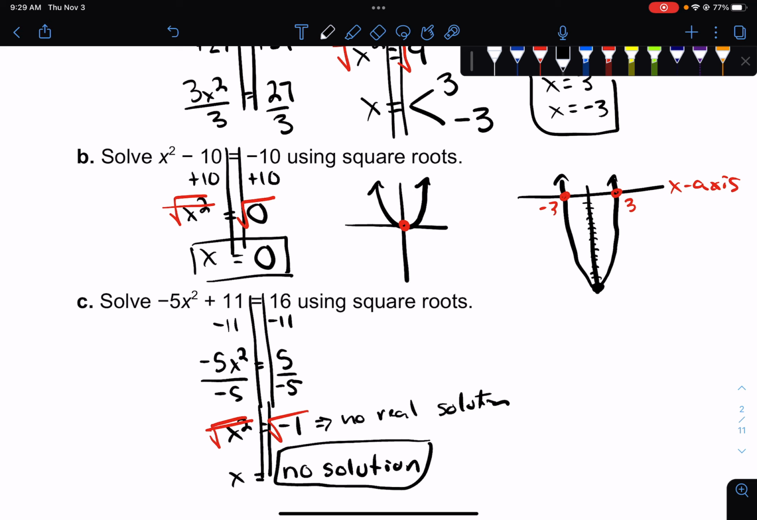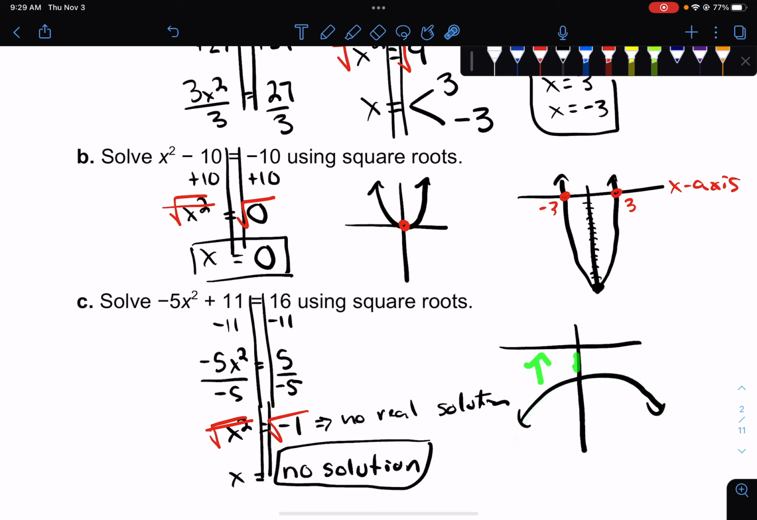And the reason that there's not a solution, if I look at the graph, this graph looks like this. Oh, where'd my pen go? This graph looks like this. It's below the x-axis. The x-axis is up here. But my parabola comes up and then it goes back down, but it never reaches the x-axis. It never crosses it. So there's no solution because it never touches the x-axis.